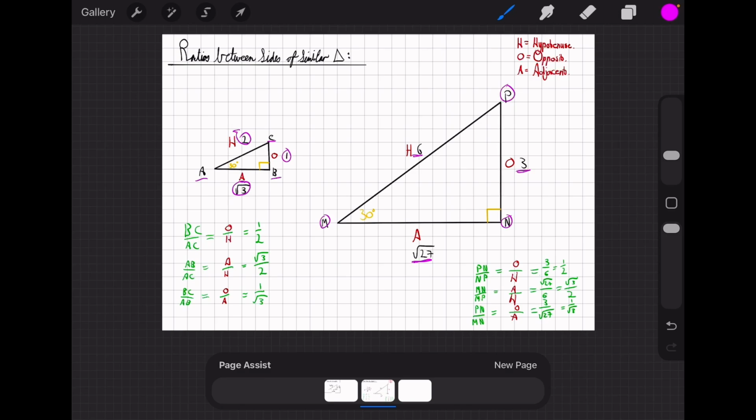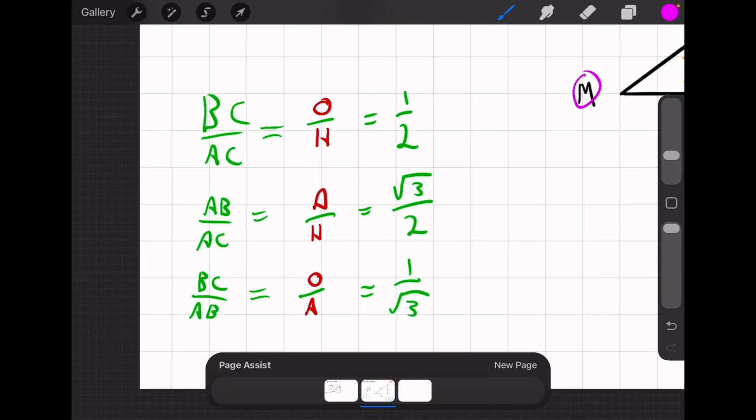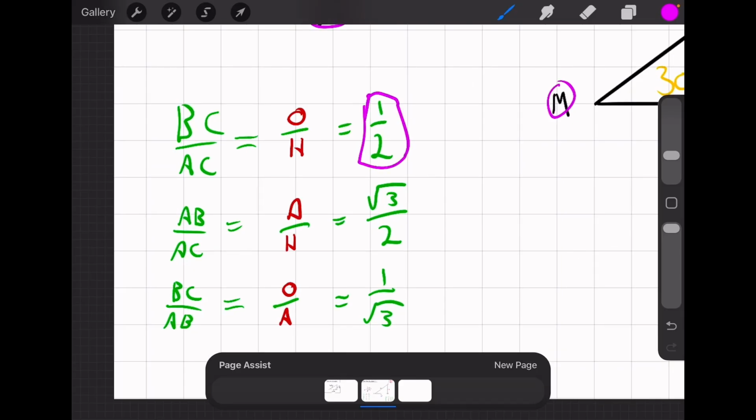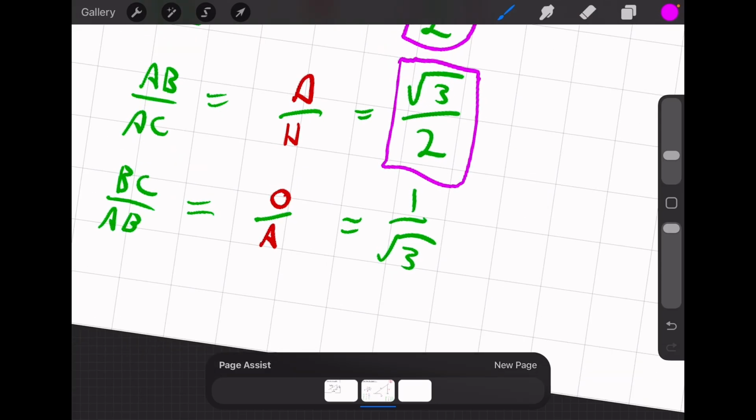The ratios between the sides of these two triangles relative to the 30 degree angle are: BC over AC equals opposite over hypotenuse equals a half. AB over AC equals adjacent over hypotenuse equals the square root of 3 over 2. BC over AB equals opposite over adjacent equals 1 over the square root of 3.